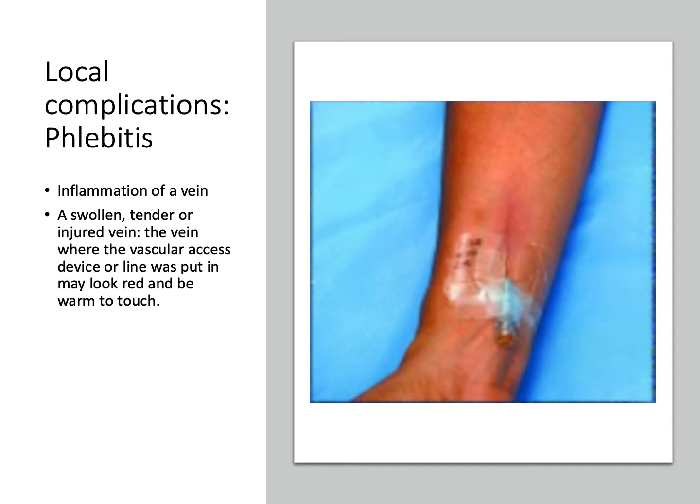So usually with phlebitis, there's going to be some swelling, some tenderness, some erythema, some redness around the injured vein. So it may look red, it may be warm to touch, it may be tender to touch, it may be a little swollen. So some prevention tips for phlebitis is to always use proper venipuncture technique.